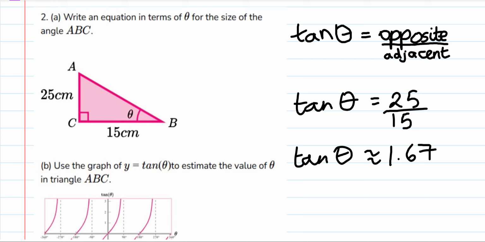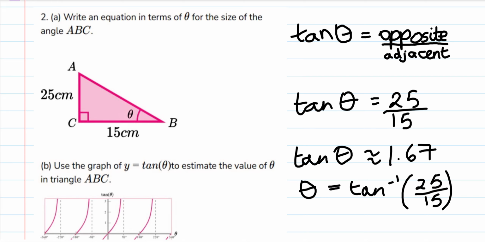Note, in this question we want theta on its own, as the question asks for it in terms of theta. We must therefore use the inverse tan function to get theta on its own. This gives us theta is equal to tan to the minus 1, 25 over 15. Or you could write it in decimal form if that's what you prefer. But it's best to leave your answer exact where possible.